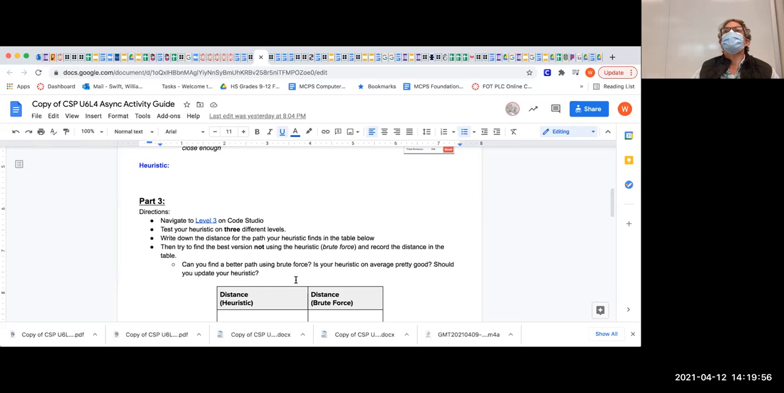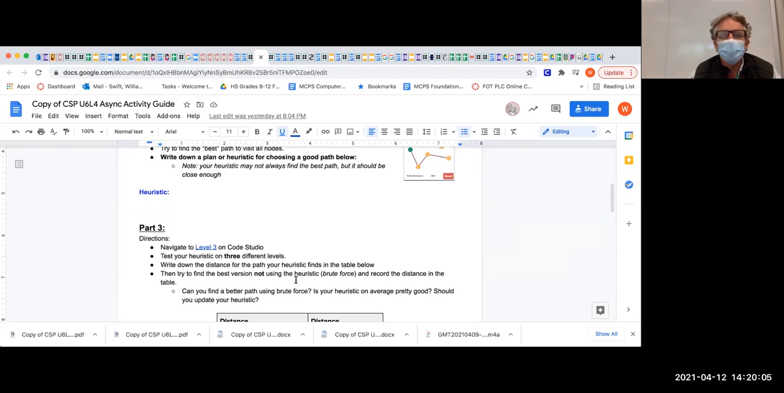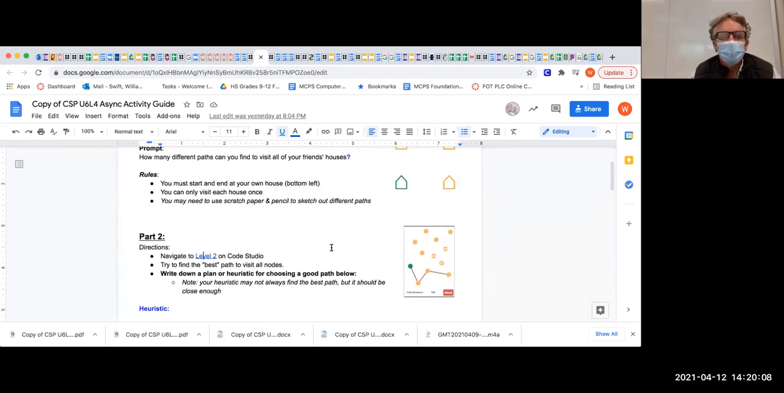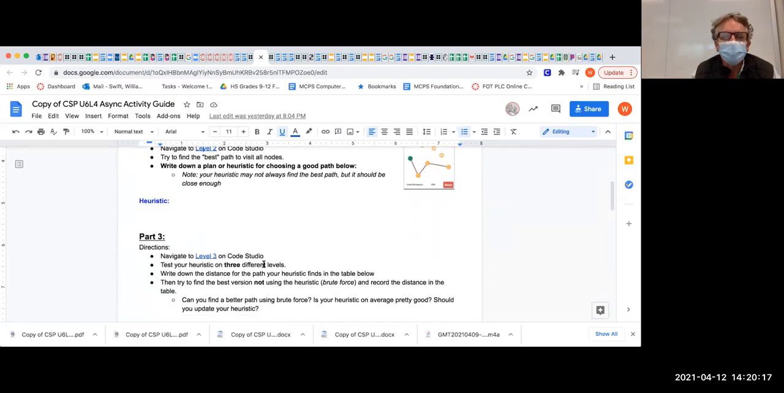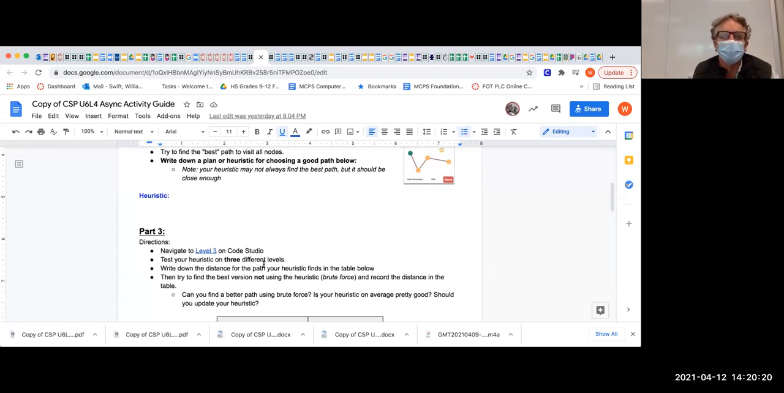Let's take 5 minutes. I'll check in about 3 minutes and see if people need more time. Let's work on these 2 parts. First one is try to find the best path and write a heuristic for choosing a good path. In the next one, you're going to test that heuristic against you just trying to find a path 3 times and see which one gets the path done in fewer steps or distances.